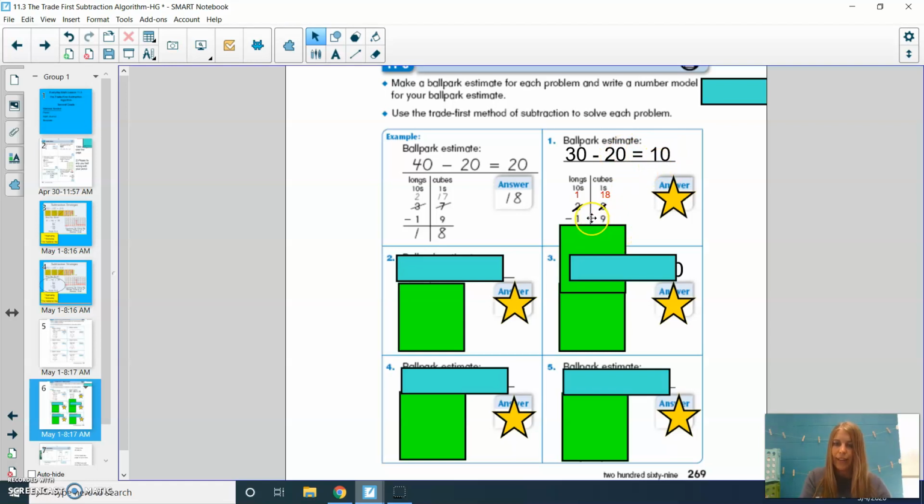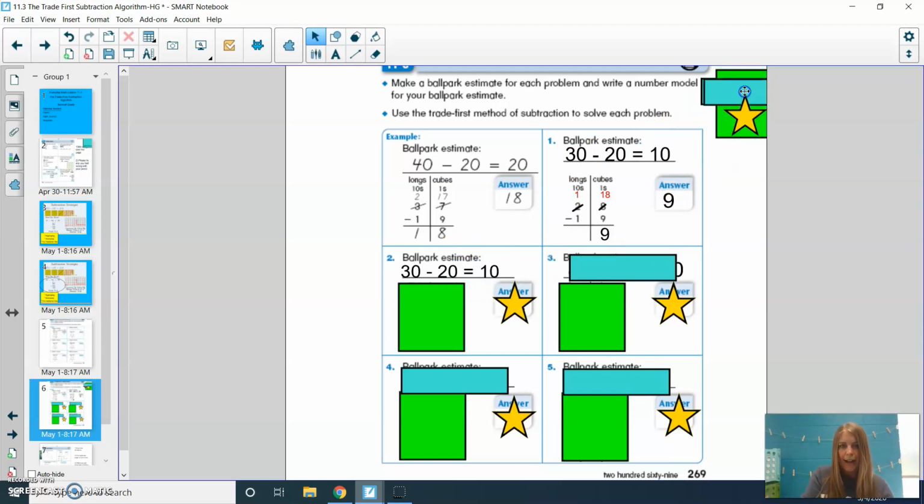And then when I'm solving, I change the 2 to a 1, my 8 becomes an 18. 18 minus 9 equals 9, and then 1 minus 1 is 0. Notice how I do not need to put that 0 there. I know that it would just be 9. So my answer again is 9. Let's look at number 2.